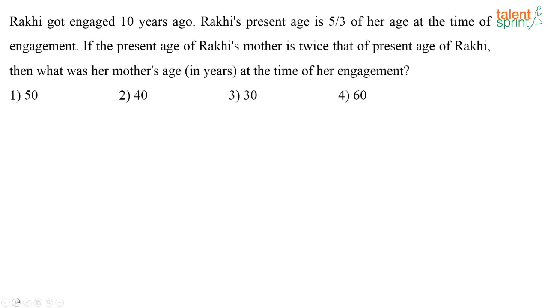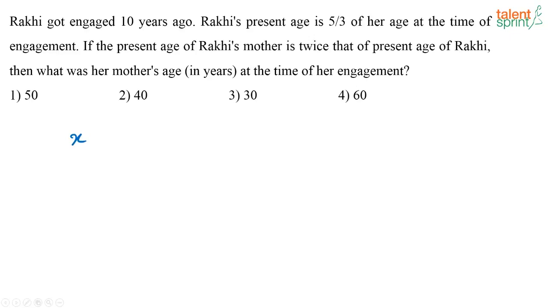Next, Rakhi got engaged 10 years ago. Rakhi's present age is 5/3 of her age at the time of her engagement. If the present age of Rakhi's mother is twice that of the present age of Rakhi, then what was her mother's age at the time of her engagement? So what is asked here? Rakhi got engaged 10 years ago. So let me assume that the current age of Rakhi, let us take it as X.